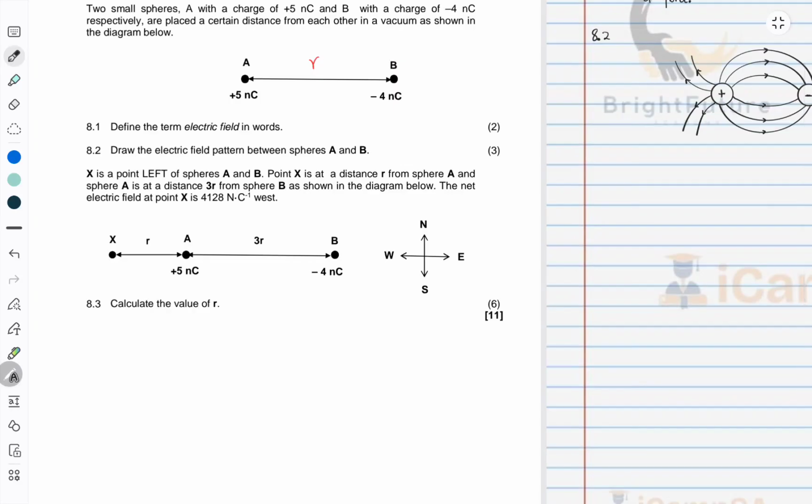Okay, then from there, because this electric field is the net electric field experienced at point X, if we calculate the individual contributions of charge A to the net electric field at point X, and we come again and calculate the contribution of sphere B to the net electric field at point X, we will then be able to relate it with this value and hopefully solve for our R. Okay, what do I mean by that?